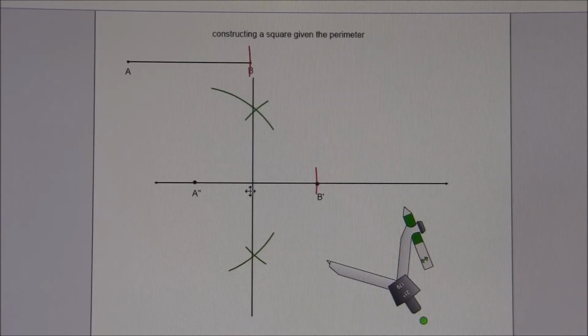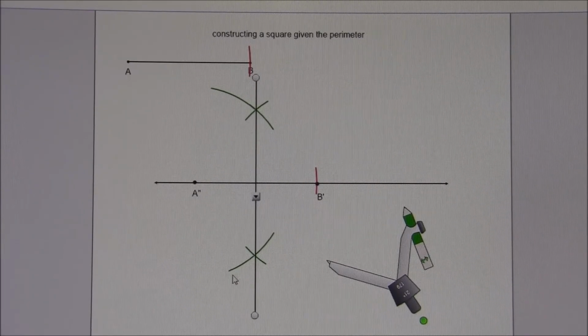So the question then becomes, what did we just do? Let me call this point right here C prime. So now A prime C prime is half. That's two sides of the square.